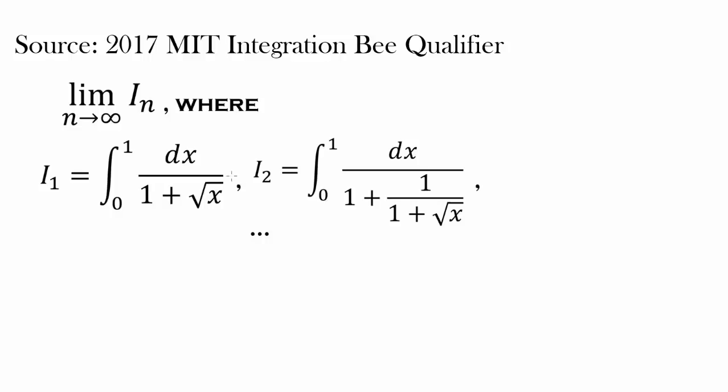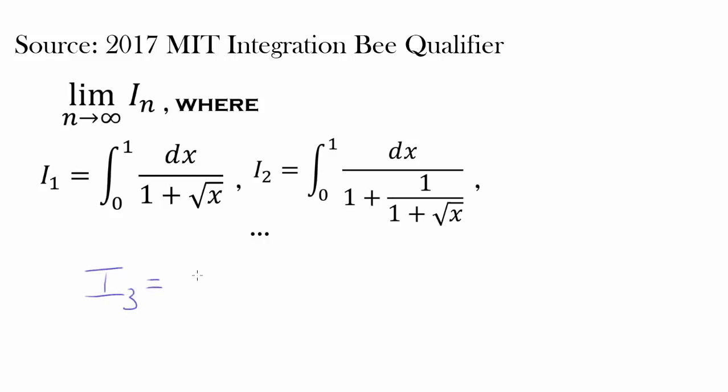We want to find the limit as n is approaching infinity of I sub n, where I sub 1 is the integral from 0 to 1 of 1 over 1 plus square root of x dx, and I sub 2 is going to be the integral from 0 to 1 of 1 over 1 plus 1 over 1 plus square root of x dx. Whew. Okay.